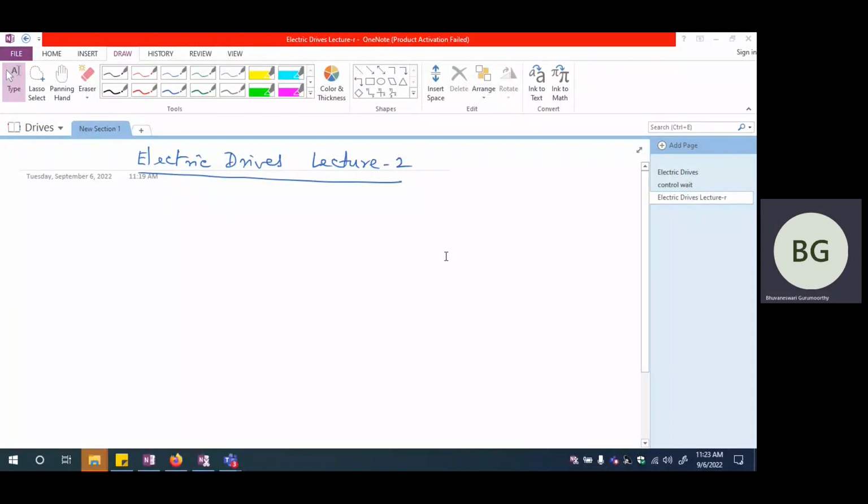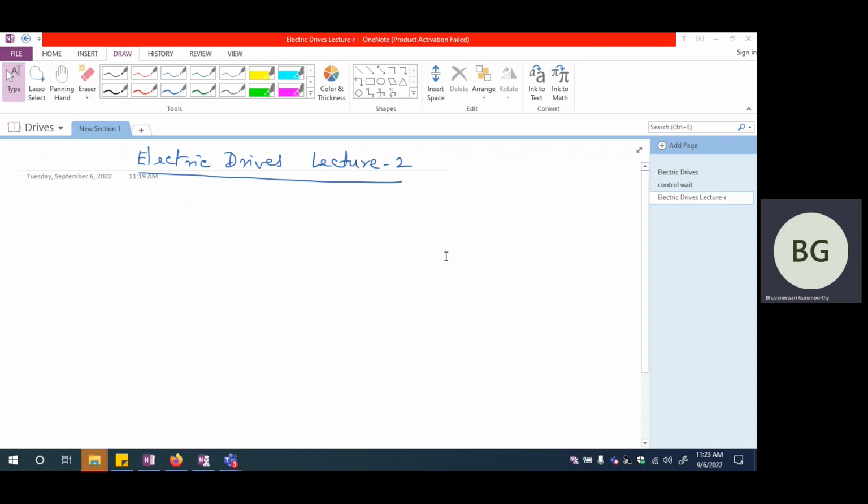So we are going to start with lecture number 2 of electric drives course. In the last class, I had explained about various components in a drive system and how each of them play their part to ultimately make the entire system really respond faster as well as accurately.